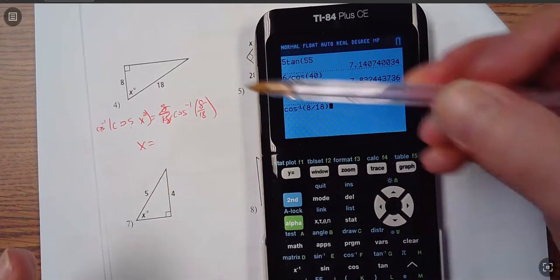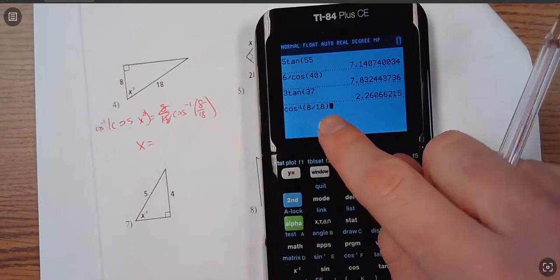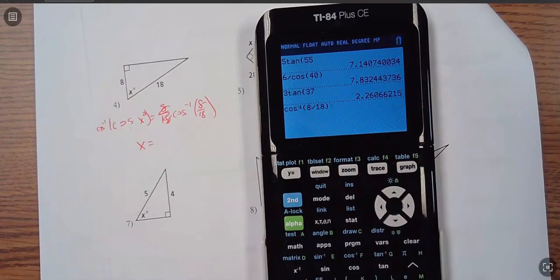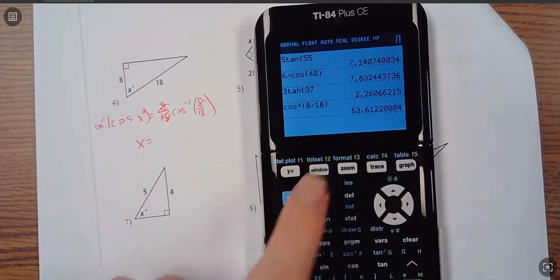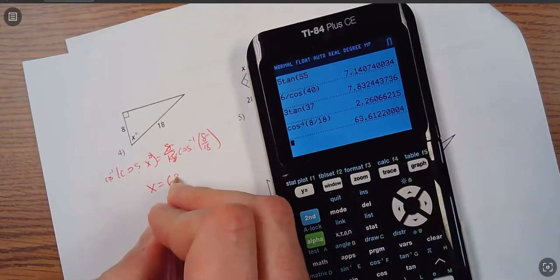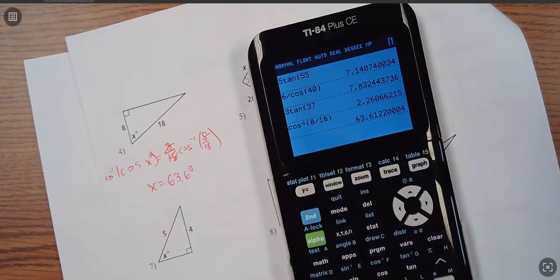So if you know the ratio, 8 over 18, you put the reduced ratio in or you put the exact ratio in. It doesn't matter. So 8 over 18, or I could put 4 over 9. That seems like extra work to me, so I'm just going to put 8 over 18, hit enter. The angle is a 63.6 degree angle.